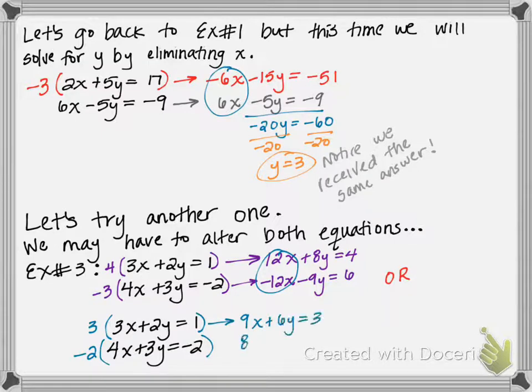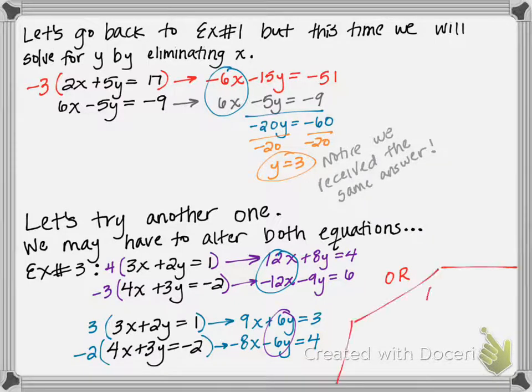When I multiply those, I get 3 times 3x is 9x. 3 times 2y is 6y. And 3 times 1 is 3. And the bottom equation, negative 2 times 4x is negative 8x. Negative 2 times 3y is negative 6y. And negative 2 times negative 2 is 4. I reached my goal because one of them was a positive 6y, the other one was a negative 6y. And then I could eliminate the y variable in order to solve for x. So both of those are options.